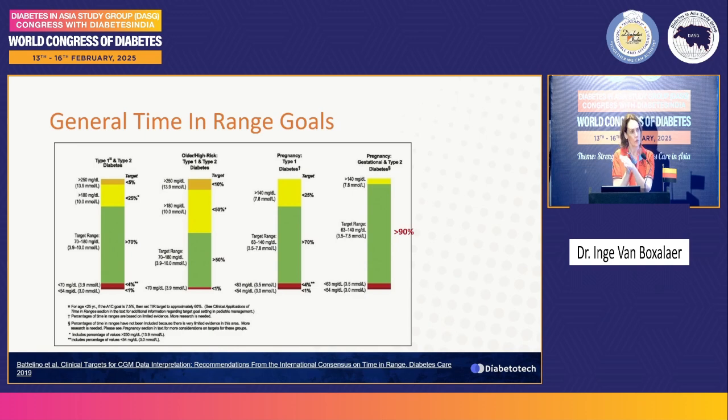If you have type 2 diabetes and you're pregnant, or you have gestational diabetes, you just try to get your 63 to 140 milligram per deciliter range as high as possible. There is no consensus yet on how high this should be, but in general, people take above 90%.